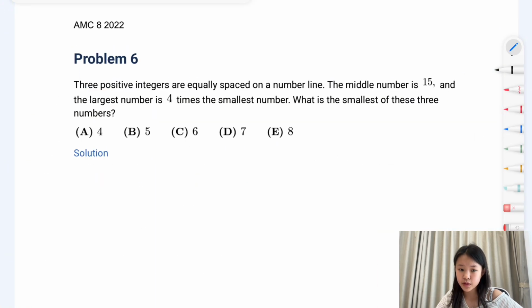Problem 6. 3 positive integers are equally spaced on a number line. The middle number is 15, and the largest number is 4 times the smallest number. What is the smallest of these 3 numbers?